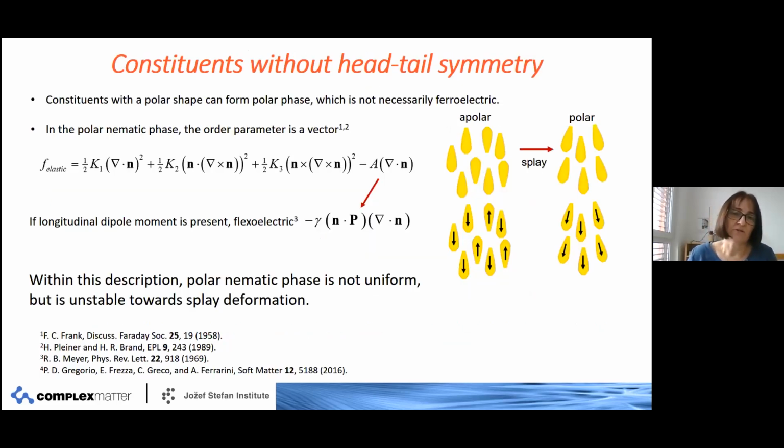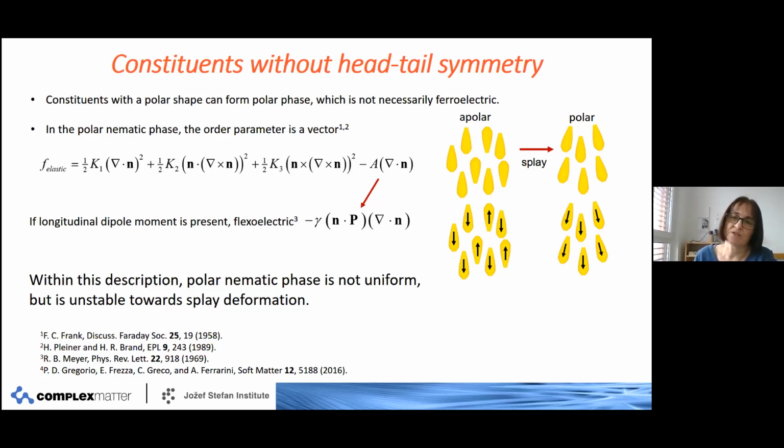So the constituents can also be without head-tail symmetry, as for example pear-shaped or wedge-shaped particles, which have what is called polar shape. Now, in this case, they can also form a polar phase, in principle, as schematically shown here. If the molecules do not carry a longitudinal dipole moment, this phase will be polar, but it won't be ferroelectric. But if they carry dipole moments, then this phase will also be ferroelectric.